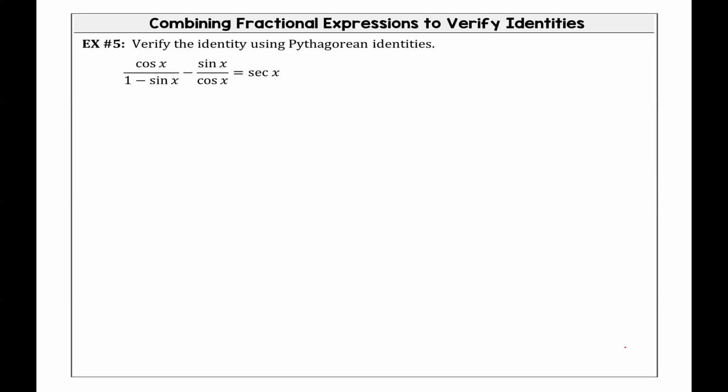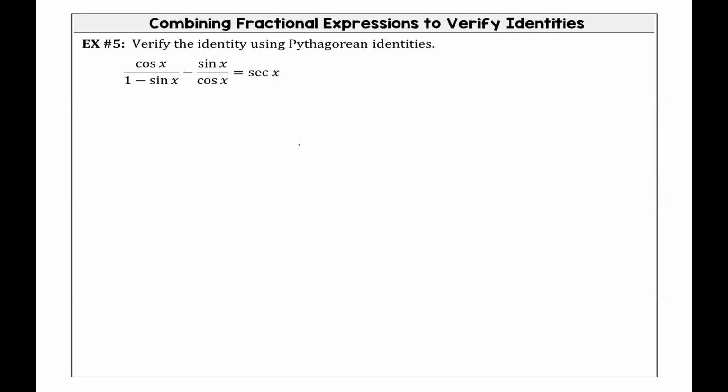All right. Up next, verifying the identity using Pythagorean identities. Just like any other time that you're adding or subtracting fractions, they must have a common denominator. And when they don't, you make it have a common denominator. That's what the chopstick and bowl method does. It helps you find a common denominator. Does that make sense? So we're going to practice that again on this one.